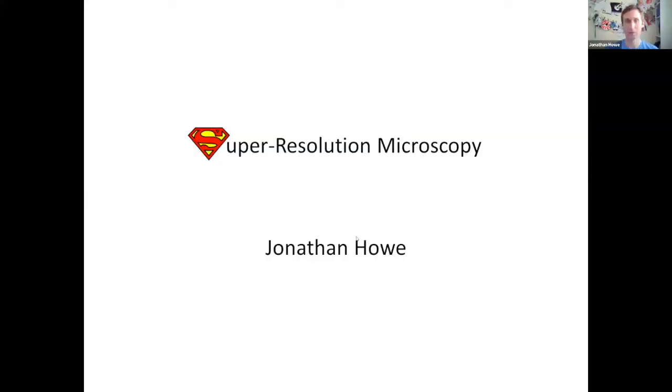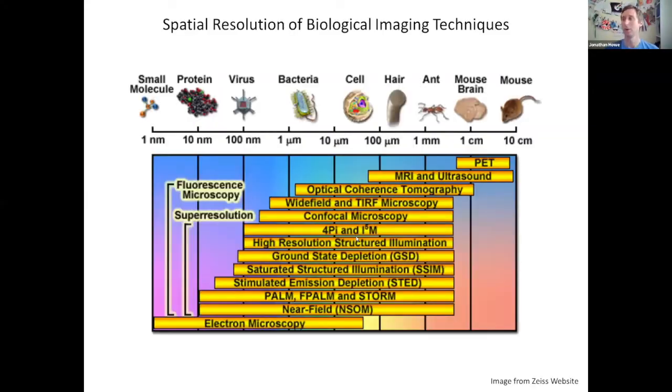So yes, I'm going to talk to you about super resolution microscopy. And before I do that, I think it's useful to think about the different length scales in biological imaging techniques. Depending on your sample, say if you wish to look at a whole tissue or a small mammalian organism, then you may wish to use biological imaging techniques like PET scanning or MRI or ultrasound. On the other end of the scale, if you want to look at individual molecules, then you're probably more likely to opt for electron microscopy because this has the highest resolution.